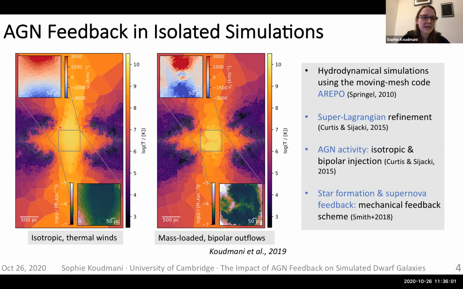So here on the left-hand side, you can see the simple isotropic thermal energy injection. And on the right-hand side, you can see a different feedback mode that we tested, which is mass-loaded bipolar outflows. And we also use a novel star formation and supernova feedback scheme in these simulations.